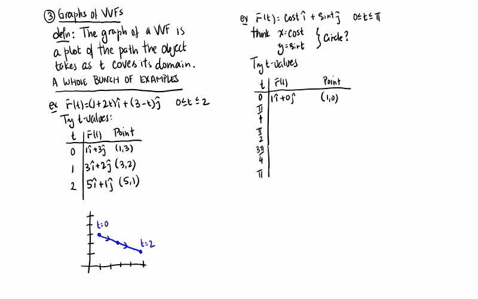Plug in pi over 4, cosine and sine are both square root of 2 over 2. If your trig is a little rusty, you may want to review a bit. There'll be a bunch of trig that comes up in this course. Plug in pi over 2, cosine of pi over 2 is 0. Sine of pi over 2 is 1. We get 0, 1. 3 pi over 4, cosine is negative square root of 2 over 2. Sine is square root of 2 over 2.